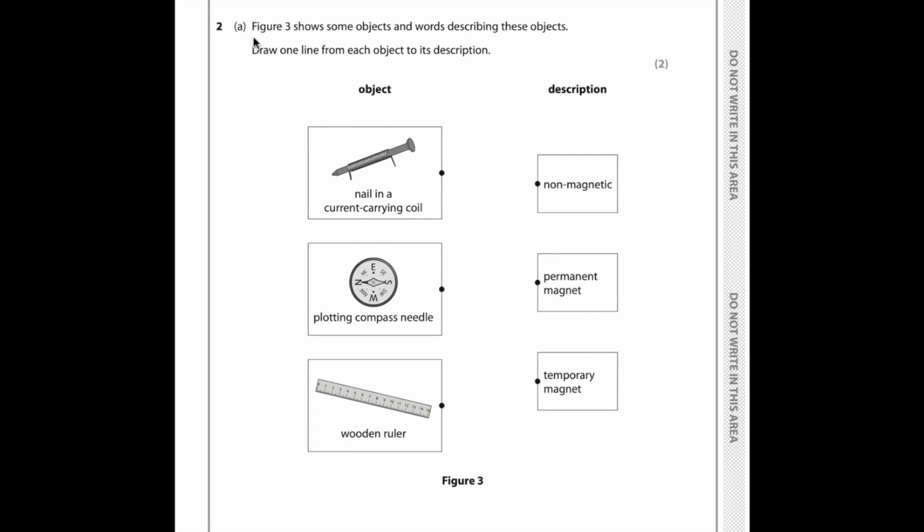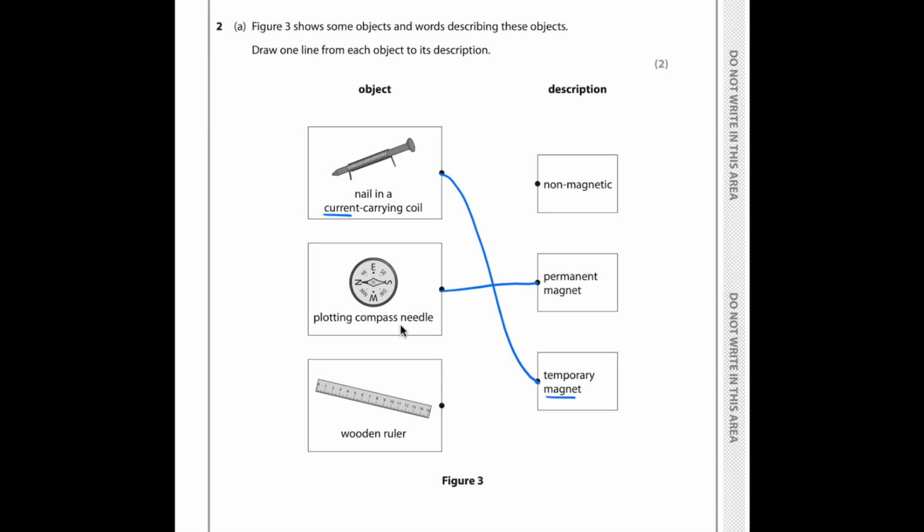Question 2. Figure 3 shows some objects and words describing these objects. Draw one line from each object to its description. Right, object. Nail in a current carrying coil. Is that non-magnetic, permanent magnet, or temporary magnet? That's a temporary magnet because you can turn the current on and off, and that'll turn the magnetism on and off. Plotting compass needle, that'll be a permanent magnet.